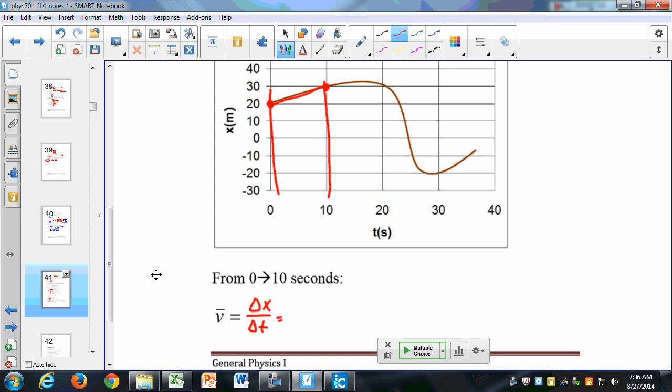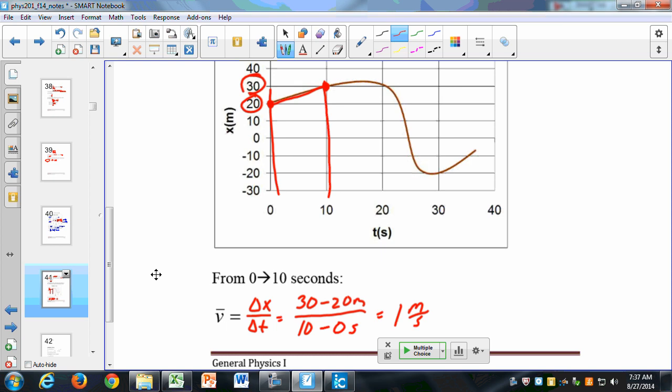My x final is going to be what on this graph? It's 30, right? So my x final is the position at this time, which is 30, and my x initial is 20. So it's 30 minus 20. And my time interval, of course, is 10 seconds. So 10 minus 0 seconds. So that's 10 over 10, which is 1 meter per second. So that's my average velocity over that time interval.